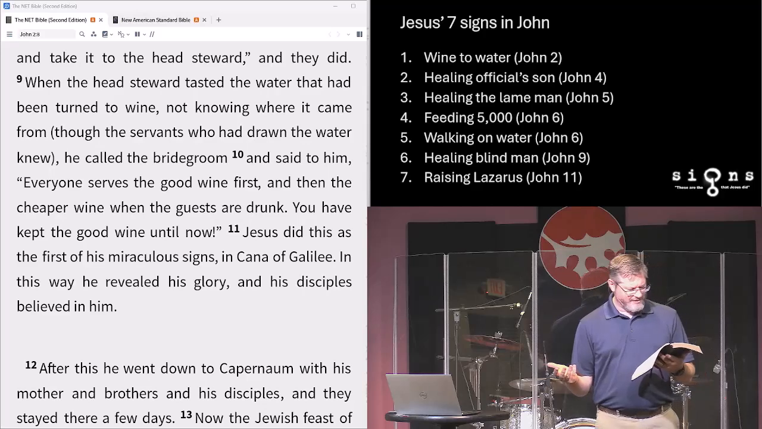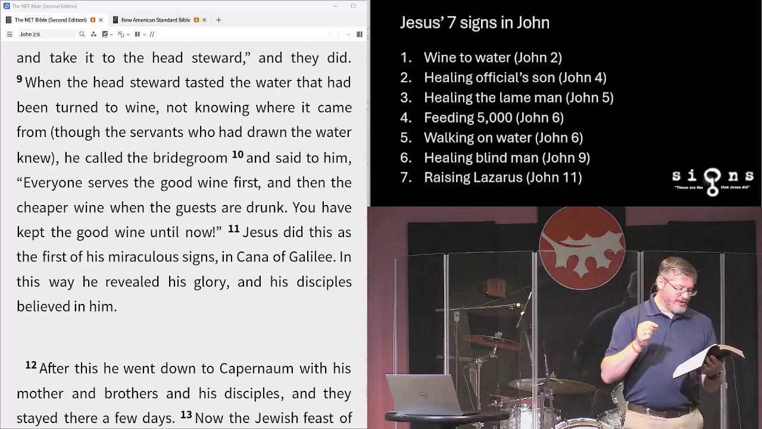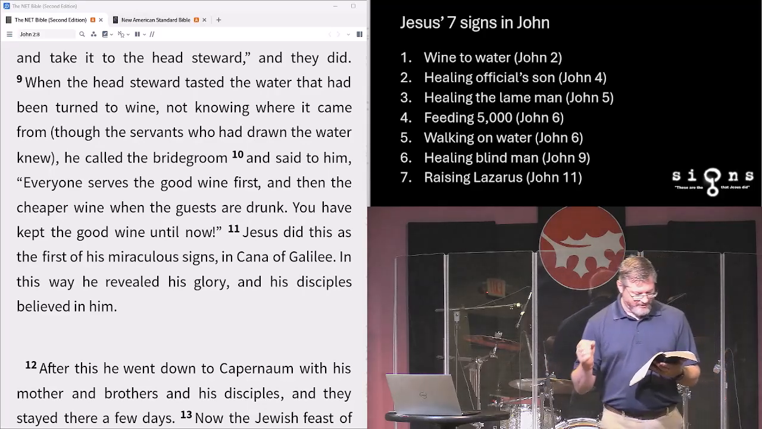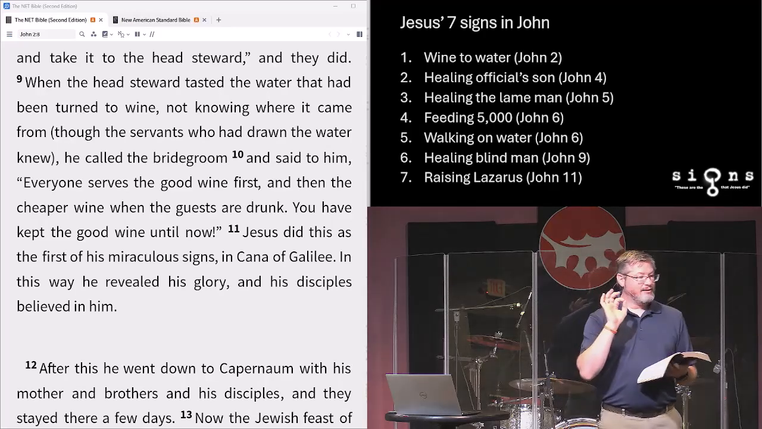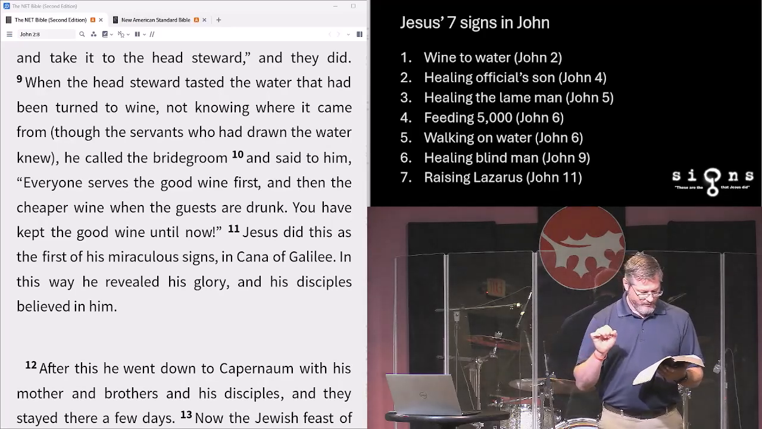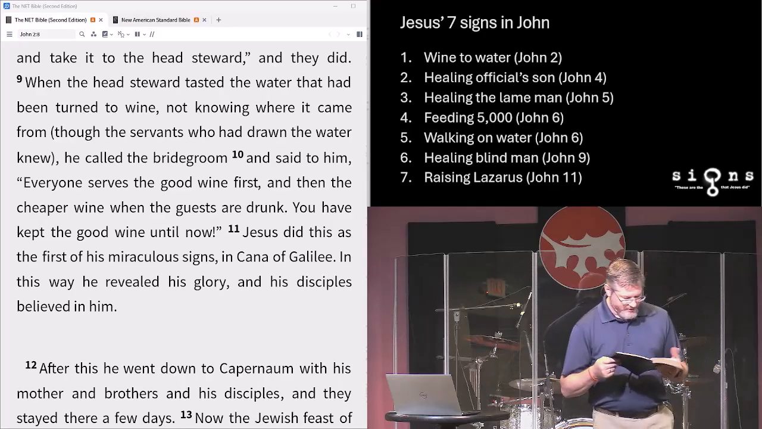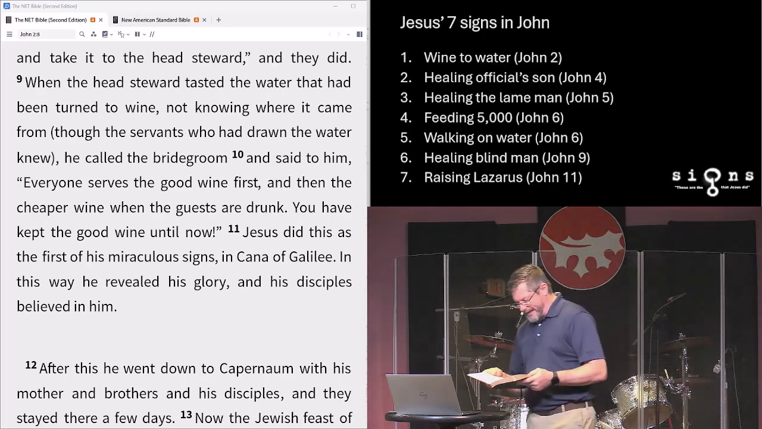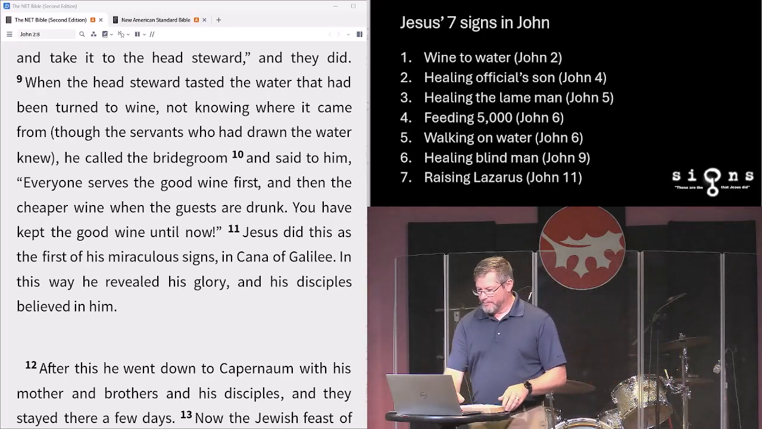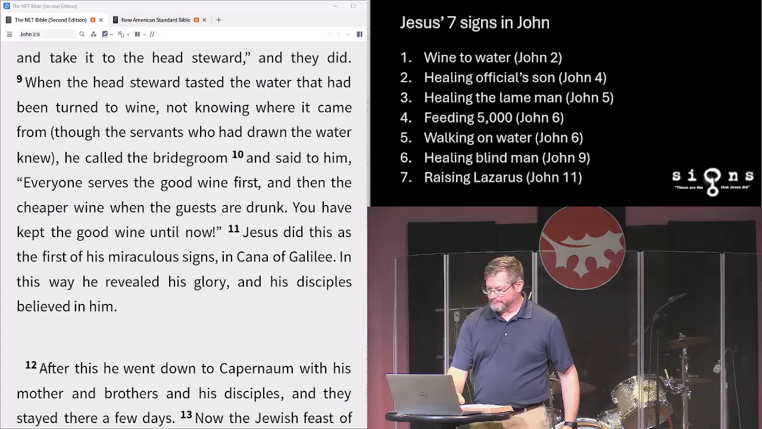You've kept the good wine until now. Jesus did this as the first of his miraculous signs in Cana of Galilee. In this way, he revealed his glory, and his disciples believed in him.